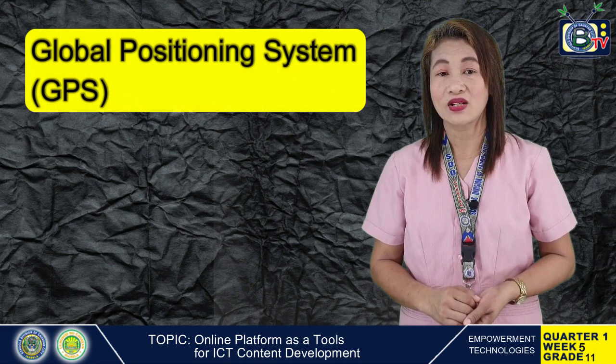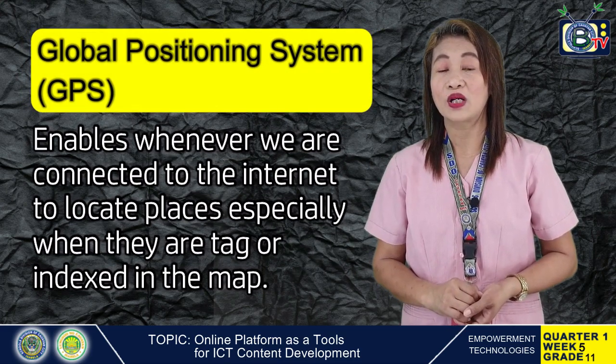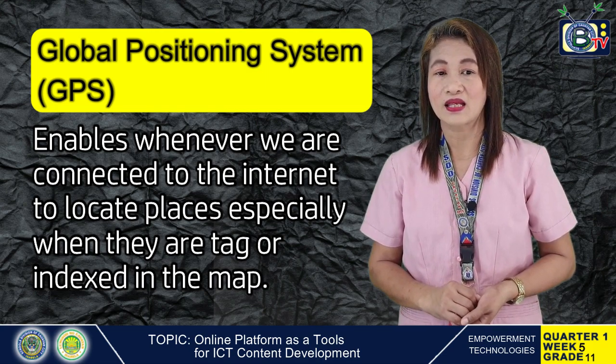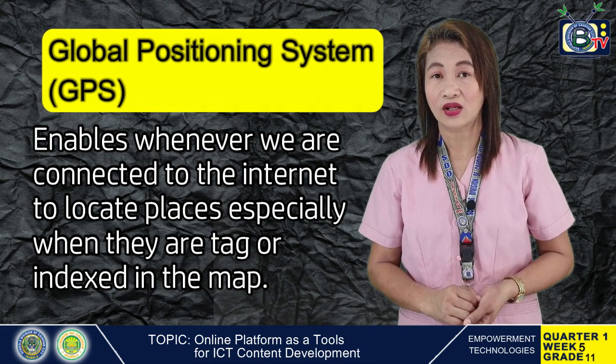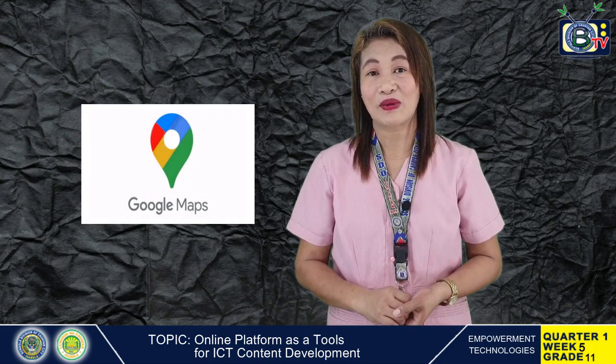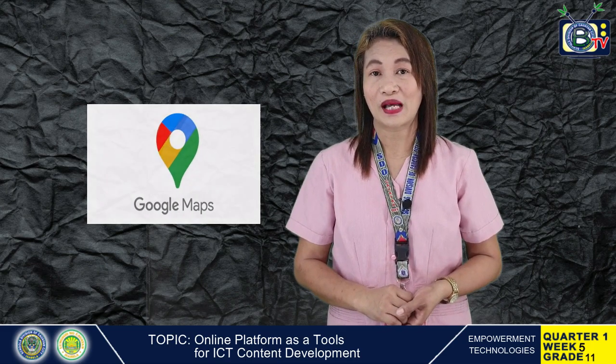Using the GPS, or the global positioning system, enables us, whenever we are connected to the internet, to locate places, especially when they are tagged or indexed in the map. An example of this is Google Maps, where you can find locations.